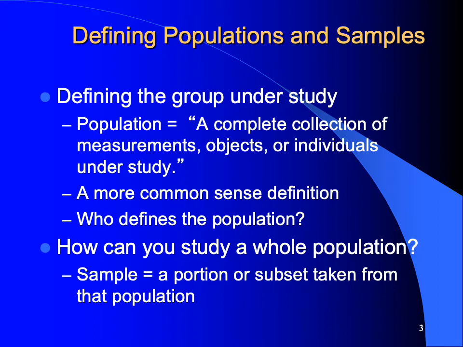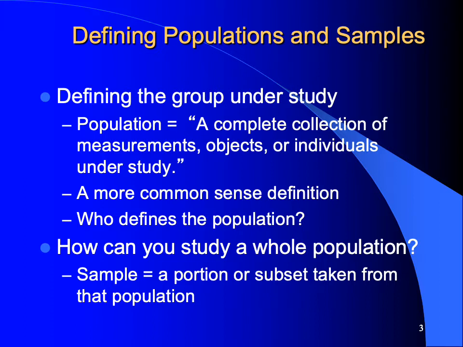Okay, we have to give you some definitions of what a population is and a sample is. The researcher actually defines the population. The researcher decides upon the group of people she wishes to study. Okay, this group is called a population. A more formal definition is a complete collection of measurements, objects, or individuals under study. But a more common sense one is to think about the group of people you wish to study. That's what a population is, and it's defined by the researcher.